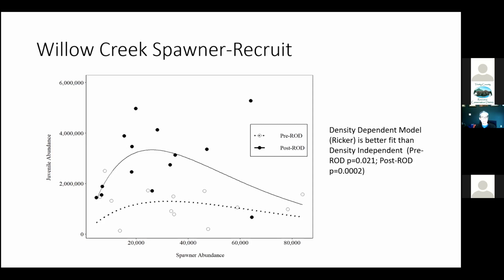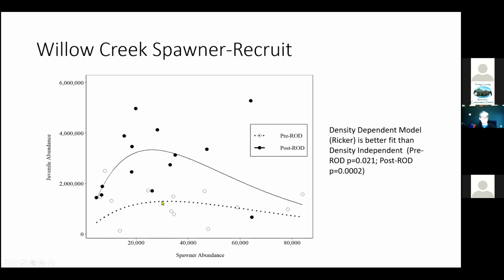So you notice that the spawner abundance here for Willow Creek to maximize juveniles. Now it's difficult to say with the post rod because we have this high one out here, but at least in the pre-rod section, it's maybe around 30,000 spawners to maximize juvenile production, even though our highest pre-rod juveniles per spawner happen at a fairly low abundance size.